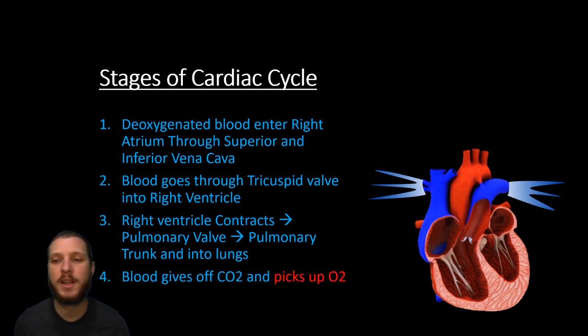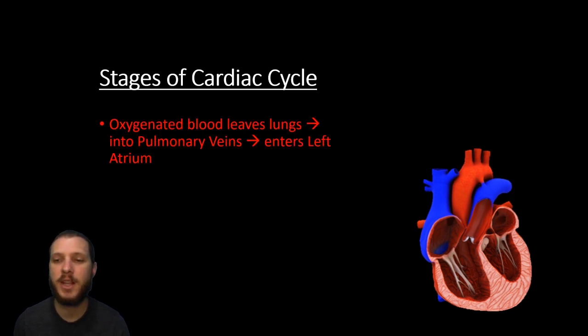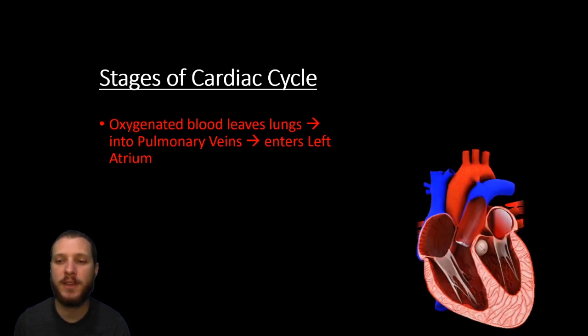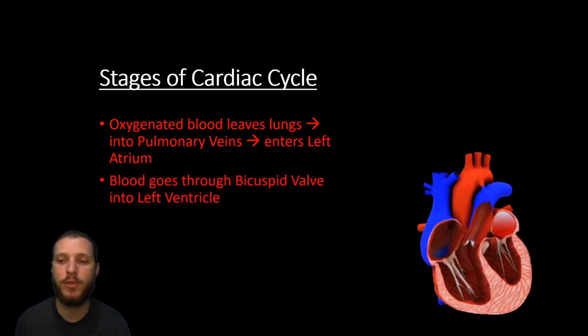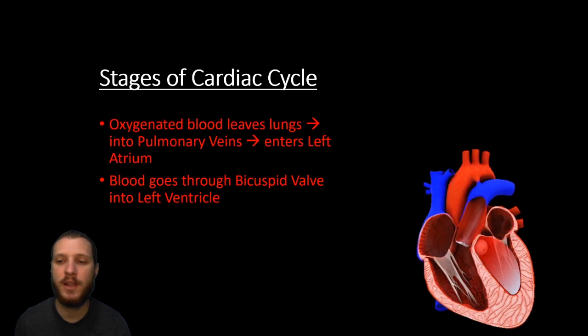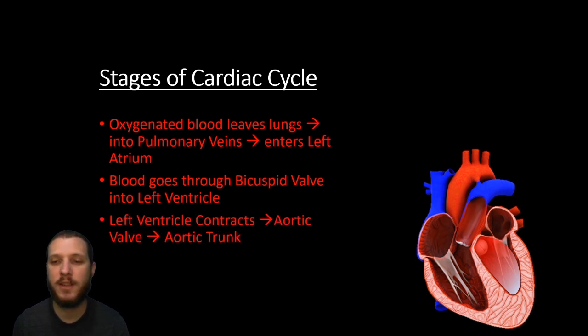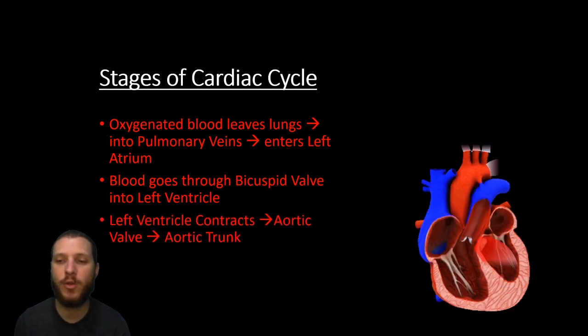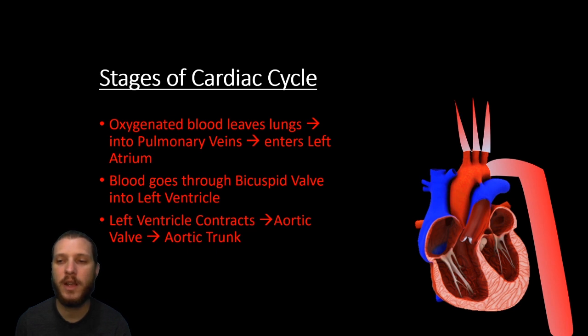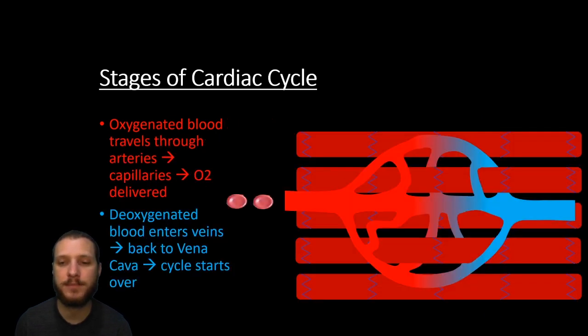And now we're going to have oxygenated blood entering back into the left side of the heart. So the oxygenated blood leaves the lungs and enters into the pulmonary veins. And now we're going to enter into the left atrium. From here, the left atrium is going to pump the blood through the bicuspid valve and enter into the left ventricle. That left ventricle then is going to contract, and it's going to send the oxygenated blood through the aortic valve, into the aorta, and then out to the rest of the body.